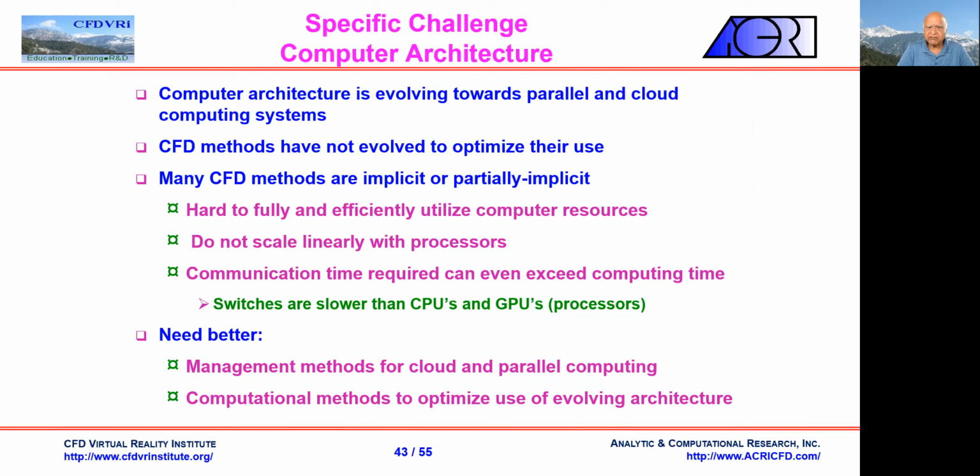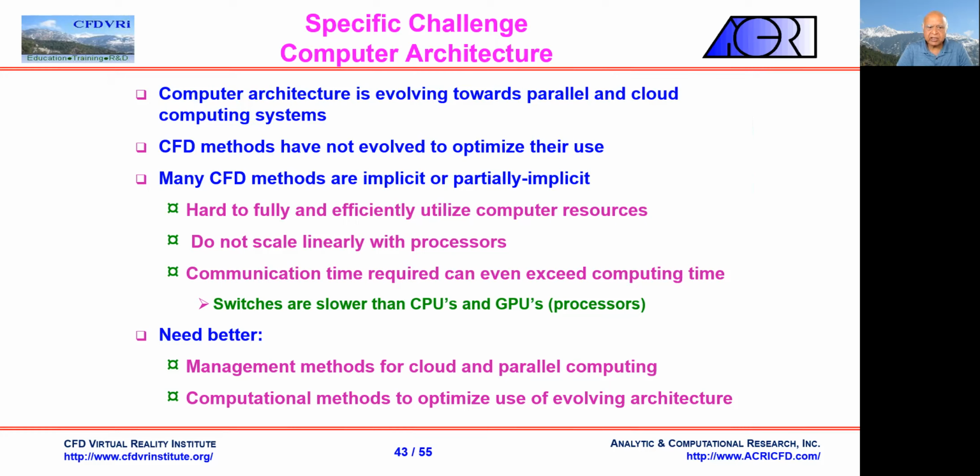CFD methods have not evolved to optimize their use. They were primarily developed for sequential computers or few parallel pipes, 10, 15, 20, that kind of thing. Many CFD methods are implicit or partially implicit. Therefore, it's not possible to fully and efficiently utilize the computer resources of a cloud computing system.